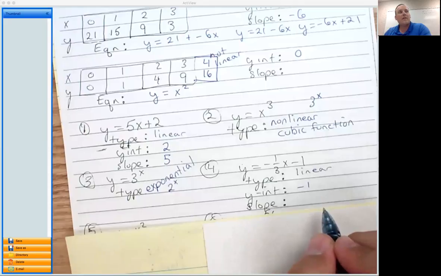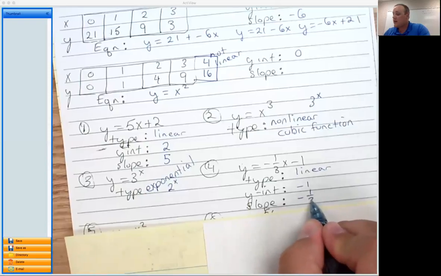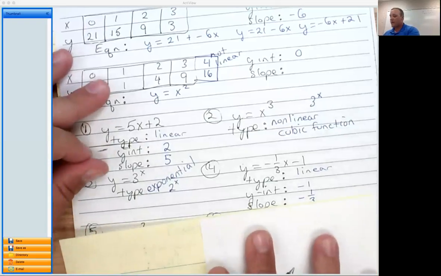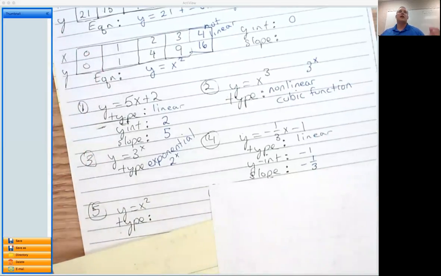Did you guys share out? No, it's only one, so I was like, did you ask your shoulder partner for help? Mr. Vestal, do you think you can do it? Negative 1/3. I agree. Negative 1/3. All right. The type of function. Class, what type of function is this?